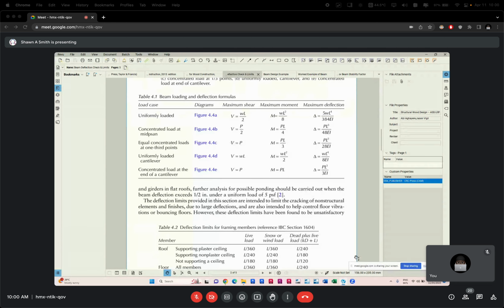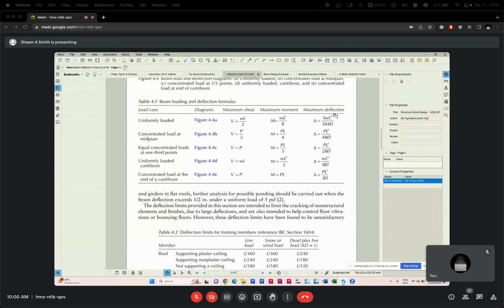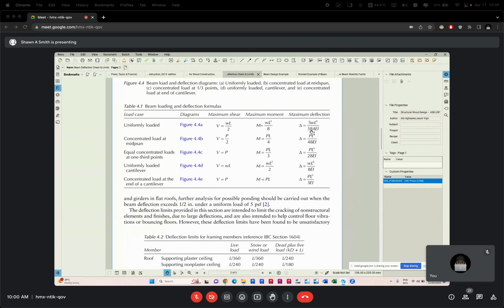The only thing that we haven't used before is the maximum deflection, which is this one. The maximum deflection, delta, is 5 times the load times L to the 4th power, which is the span of the beam, over 384 EI. E being the modulus of elasticity. In this case, timber has two, one for bending, one for deflection. So it's the one for deflection in this case. And I is the moment of inertia.